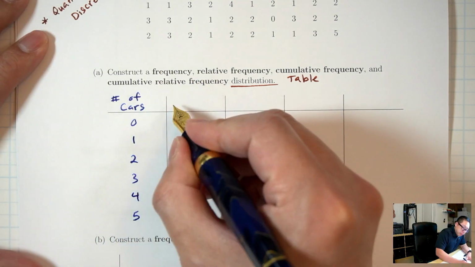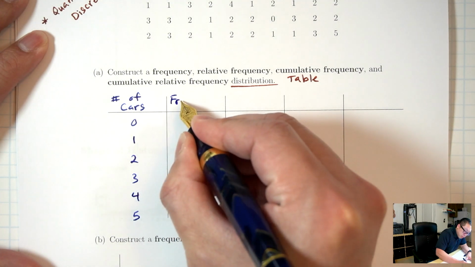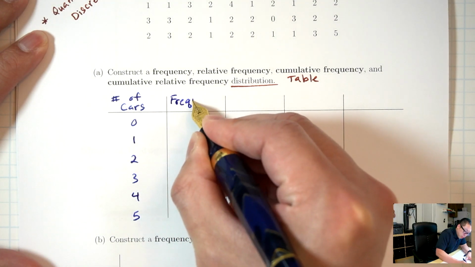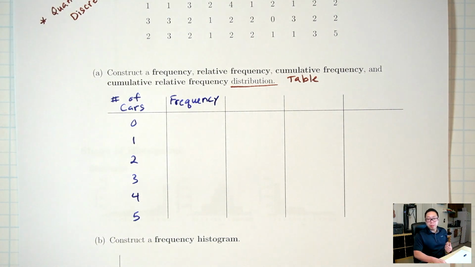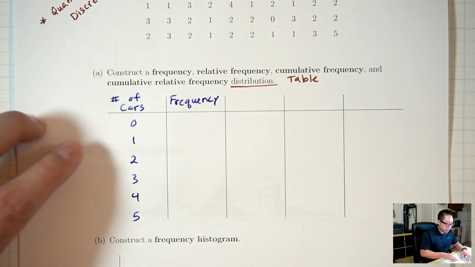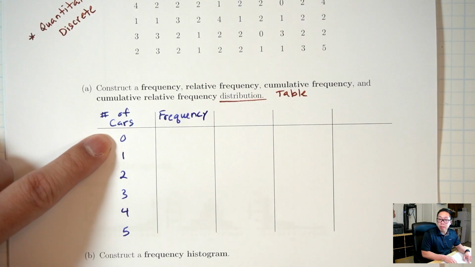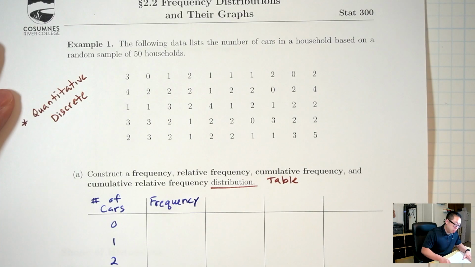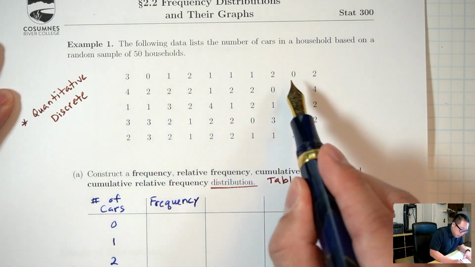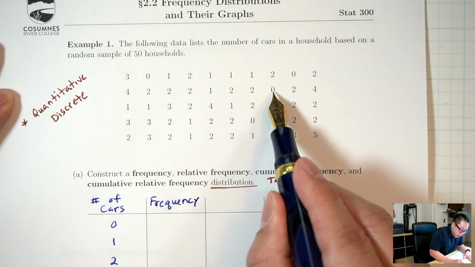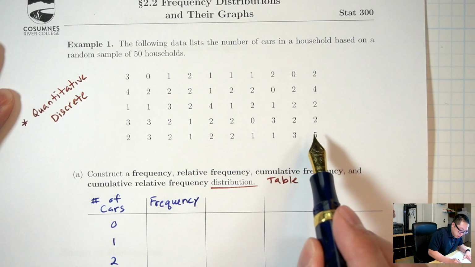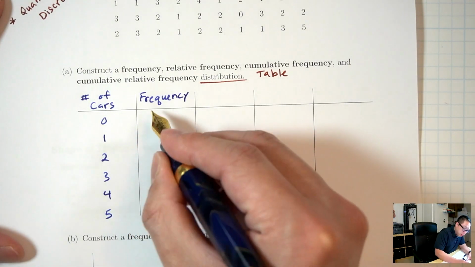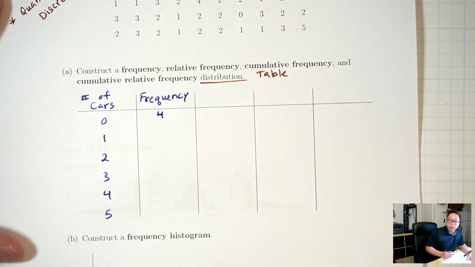Okay, frequency. The word frequency just means how many. So what I'm going to do is count how many zeros I have in my data. Okay, so I have 1, 2, 3, 4. I think that's it. So there's 4 zeros in my data.